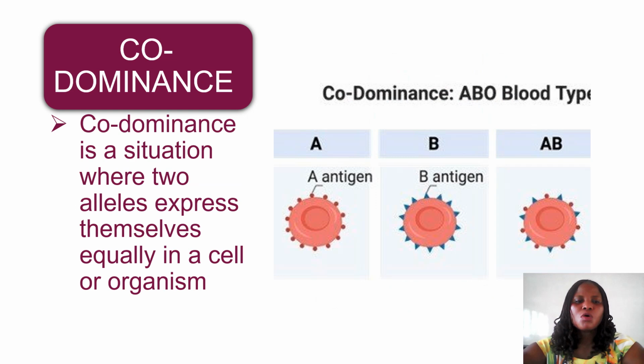Now, let's talk about co-dominance. When we talk about co-dominance, we can say that it's a situation where two alleles express themselves equally in a cell or organism. So let's take as an example the blood type AB. With the blood type AB, we have the A having the antigen A, and then we have the B also having the antigen B. So both the antigen A and the antigen B express themselves equally in the blood type AB.